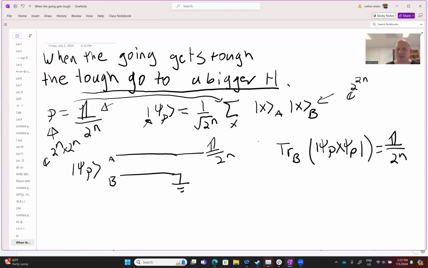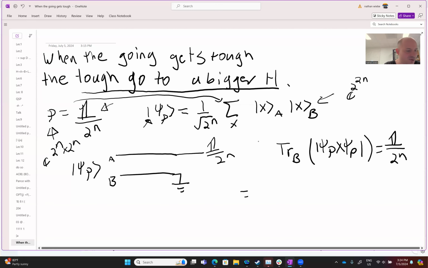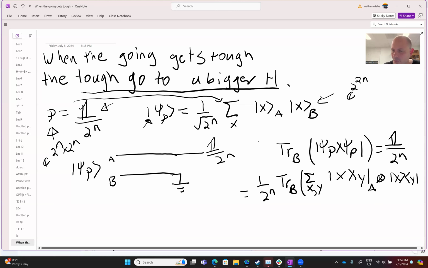Easiest way to do it. Oh, what the heck? I'll actually just do it because it doesn't take too much time. For those of you who've seen this, feel free to fast forward. But this whole thing is going to be equal to 1 over 2 to the n, in this case, trace over the second register, and it's a maximally mixed state. So the maximally mixed state can be written as sum over xy, or I should say not the maximally mixed state. This state over here, when we expand it, can be written as the correlated sum over the x and y's on both of these registers.